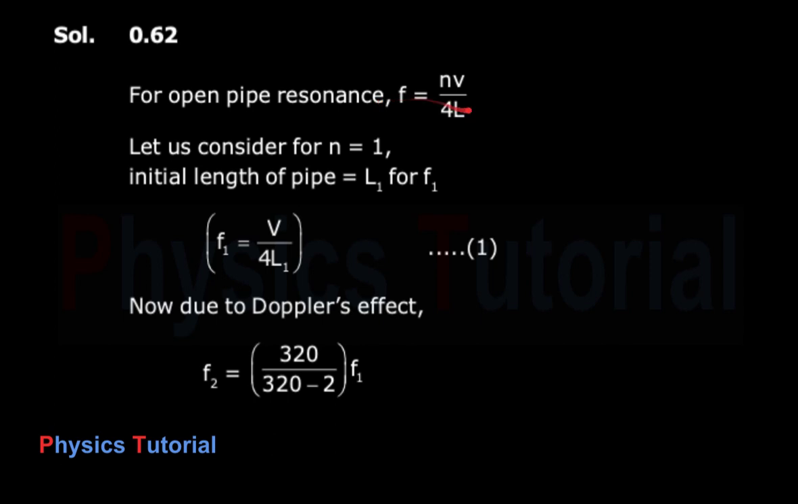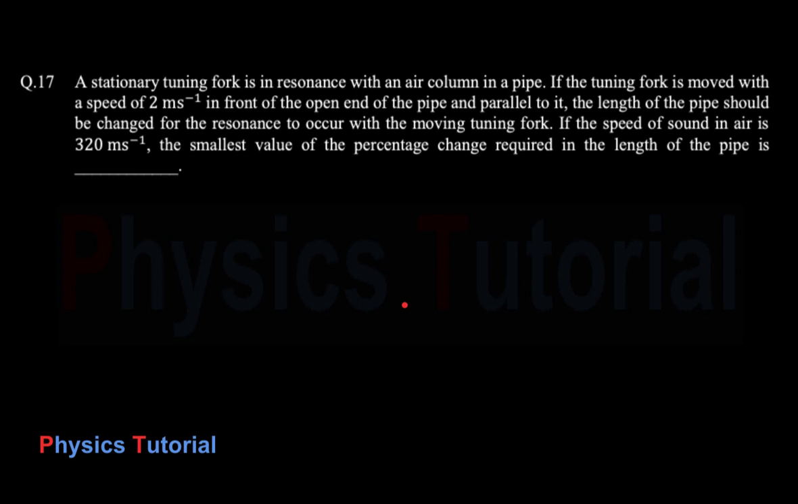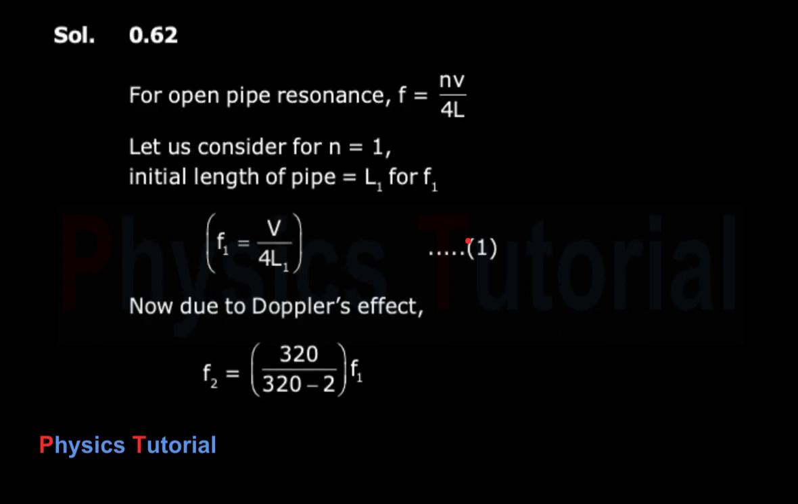So for open organ pipes, let's start. For an open organ pipe, f equals nv upon 4L, and for n equal to 1 you have to put that in. For L, that is L1 for f1, so f1 will be v upon 4L1, and f2 is 320 upon 320 minus 2. 320 is the speed of sound in air, 320 meters per second, although it is given in the question. So this one is f1 and f2.